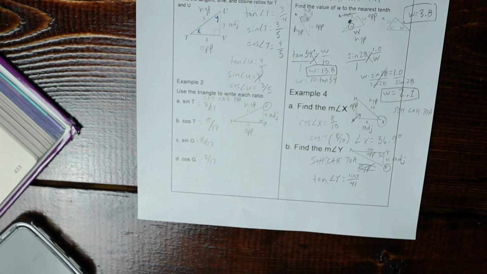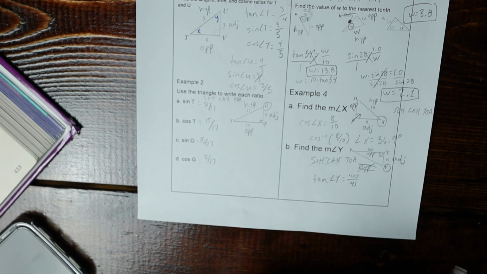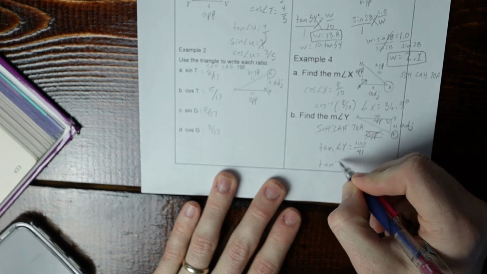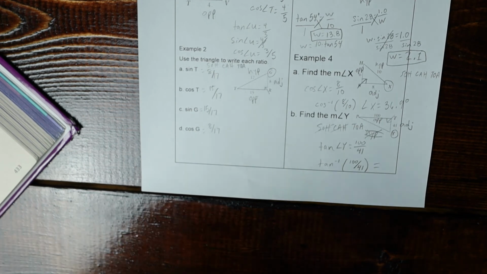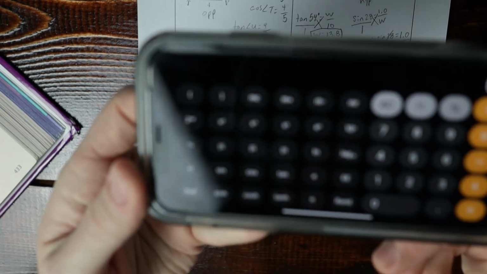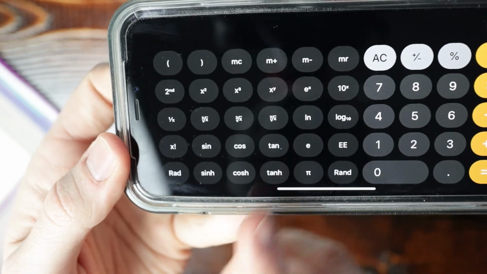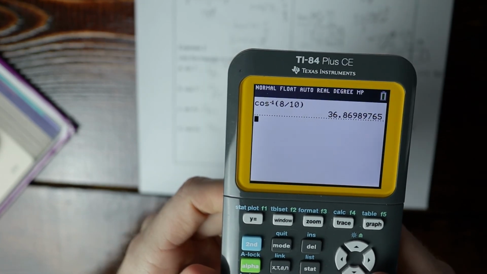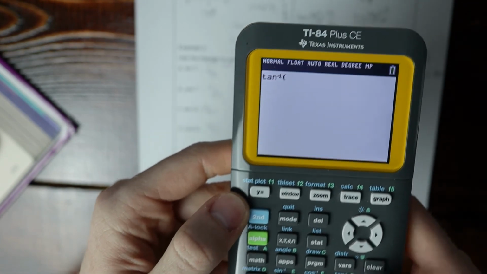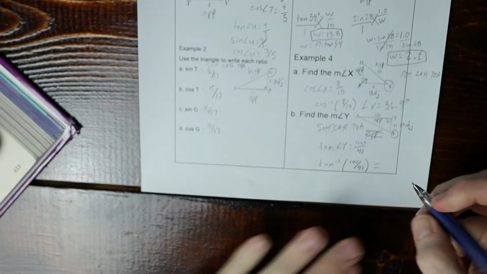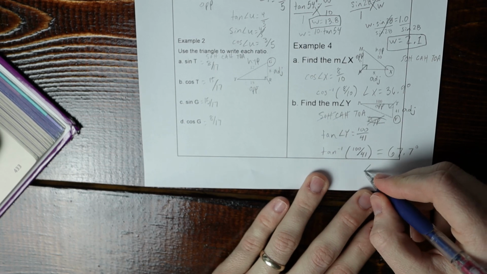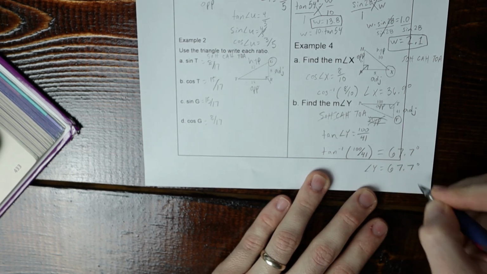And anytime we're solving for an angle measure, we're going to use cosine inverse, sine inverse, or tan inverse. In this case, we're going to use tan inverse of 100 over 41. And then you type that into the calculator. Now, I don't think that you can do the inverses on your iPhone because it simply doesn't have them. So unfortunately, you can only use sine, cosine, and tan, but there's no second button to do the -1. So those won't work. You'll have to have either a calculator like this or a calculator online. But we would hit second, tan, and then 100 over 41. It looks like I get 67.7 degrees. So angle Y has a measure of 67.7 degrees.